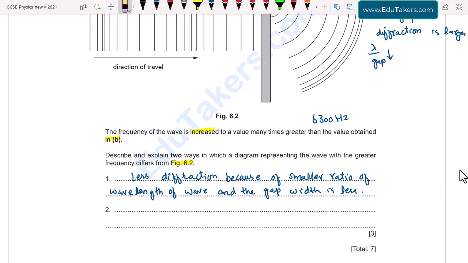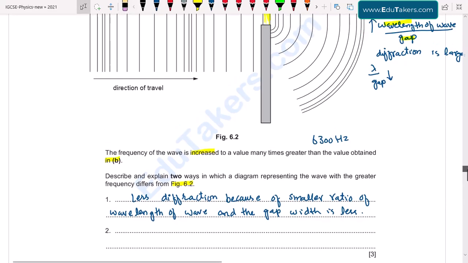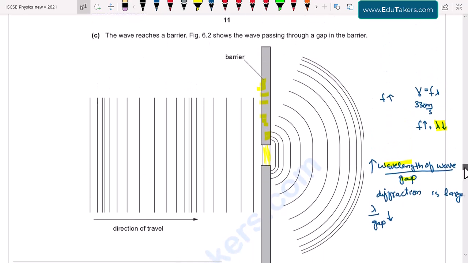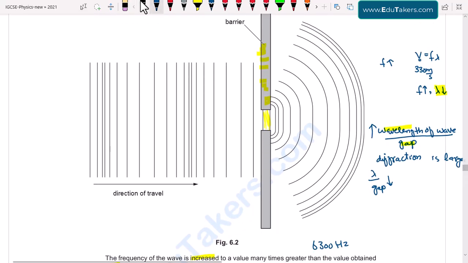So we also have to write the second point. Going back to the diagram again. Here we can see that if the frequency is greater, then its wavelength should be smaller. It means that the distance between the compressions is reduced, because the wavelength is actually the distance between two consecutive compressions or rarefactions. When wavelength is smaller, the distance between the compressions will be less.